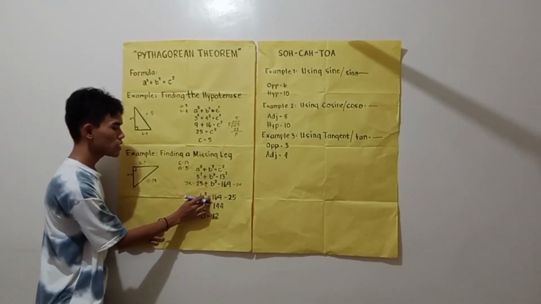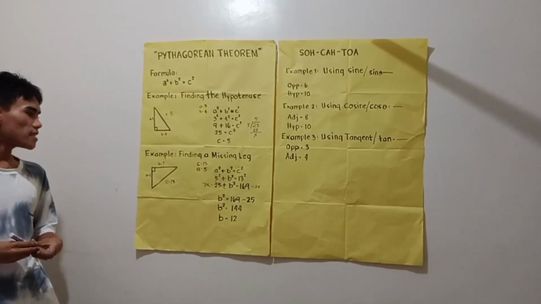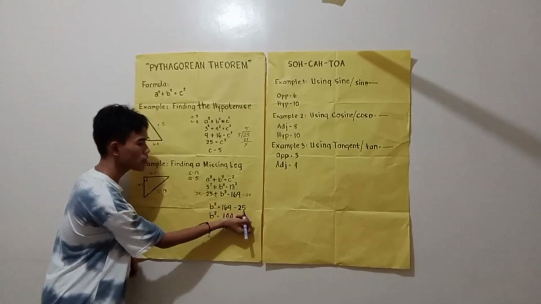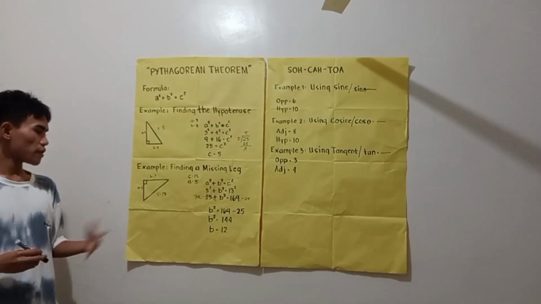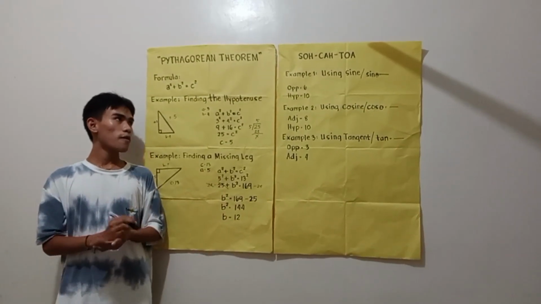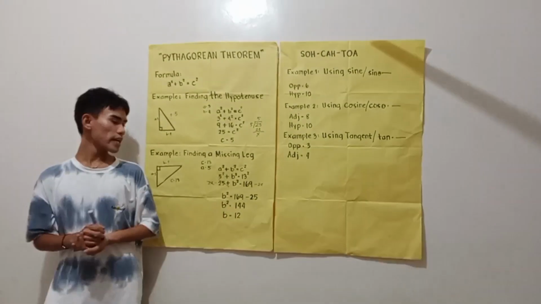So b squared is equal to 169 minus 25. The next step is just copy the b squared here. Then 169 minus 25 is equal to 144. So this is not the final value. We're going to find its perfect square, and the perfect square of 144 is 12.